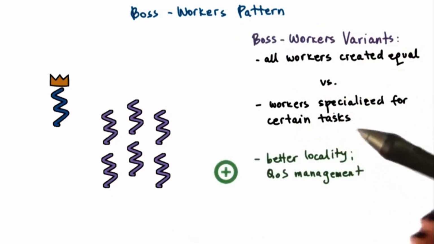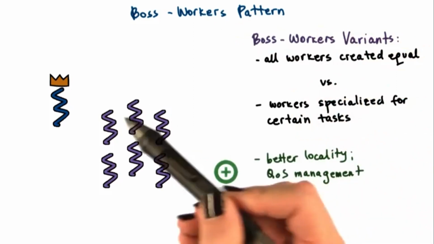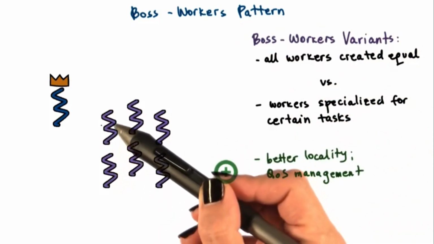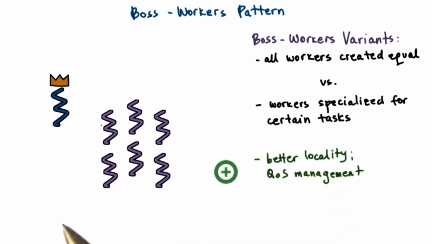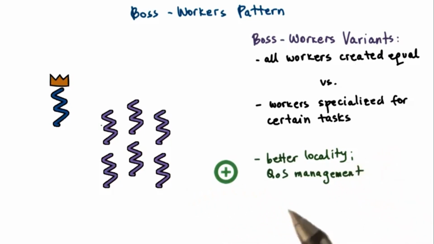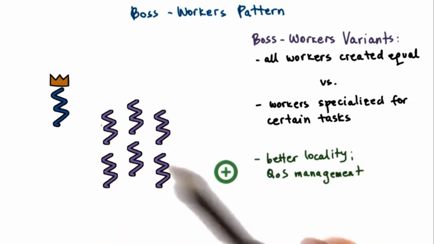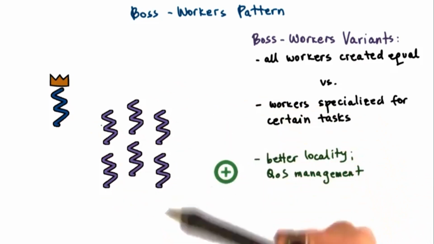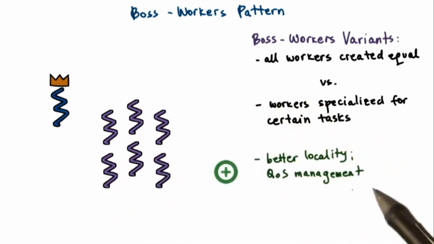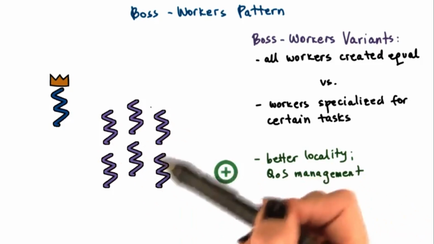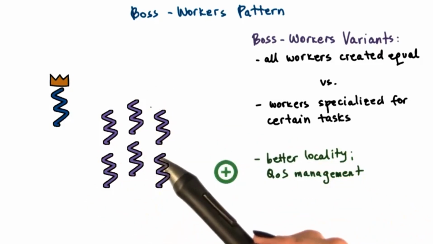The real benefit of this approach is that it exploits locality. Each of the threads, by having to do a subset of the tasks, ends up probably accessing only a subset of the state, and therefore that state is more likely present in the cache. And we already talked about the benefits of having state present in cache. It is much faster to access it than if we have to go to memory. Also, by being able to assign different workers to different types of tasks or different types of customers, we can do better quality of service management.